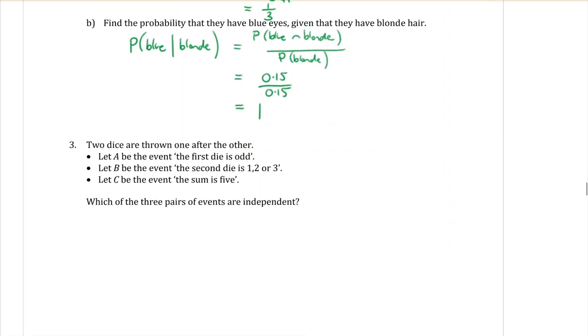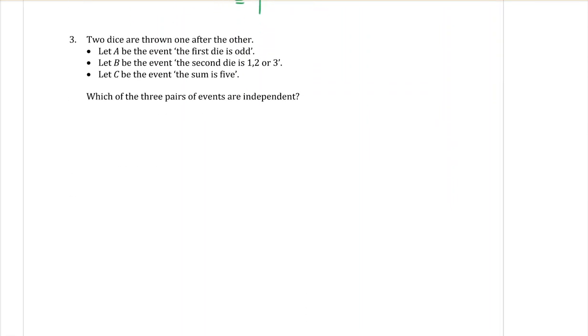Question 3, new question. Two dice are thrown one after the other, and we have 3 events that we want to look at here. Let A be the event that the first die is odd, let B be the event that the second die is a 1, 2, or 3, and C be the event that the sum is 5. I'm going to draw a little diagram to try and show what is going on here.